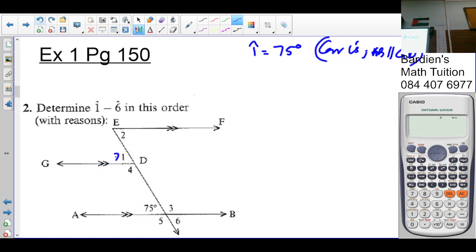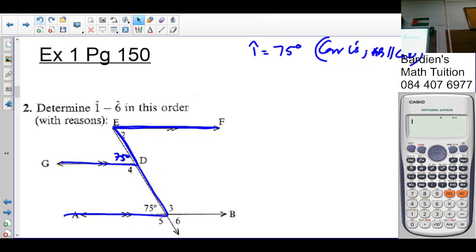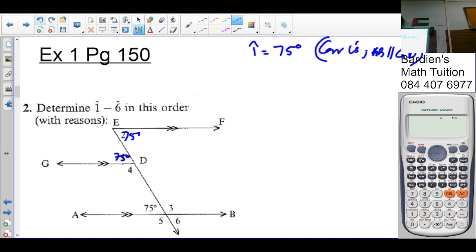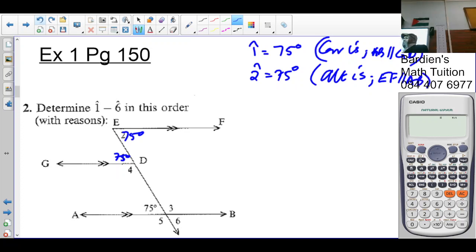Number 2, so I put 75 degrees. You can see there, these are alternate angles. Or I could have gone with that all the way down, it's also alternate. Can you see that, people? We'll simply say angle 2 is 75 degrees, so alternate angles with EF being parallel to AC or GD. Okay?